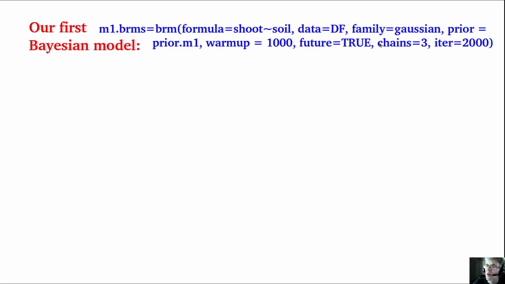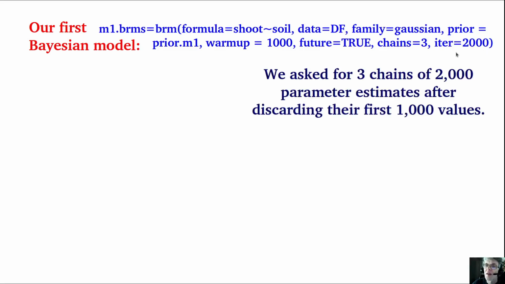That is, you are going to use, if you wish, 3 independent explorers of the parameter space. In the example that we showed in the previous video, we used just 1 chain, and we are going to retain the last 2,000 iterations of these chains. So we have 3 chains of 2,000 parameter estimates after discarding the first 1,000 values.